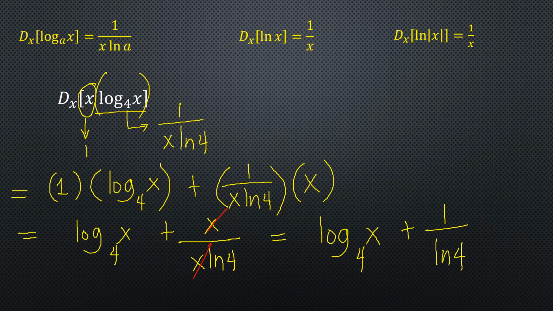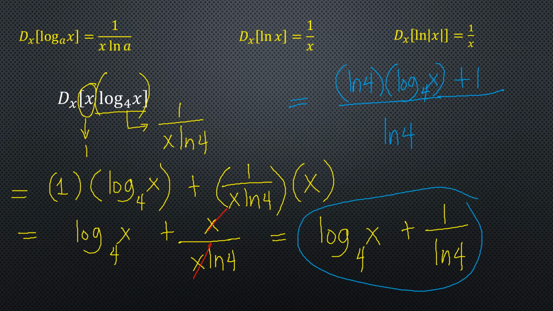You might as well want to rewrite that to have a common denominator, which is ln of 4. So your answer may be in this way. So we have ln of 4. It can be written this way. So logarithm of x to the base 4 plus 1 over ln of 4. But this is already accepted.